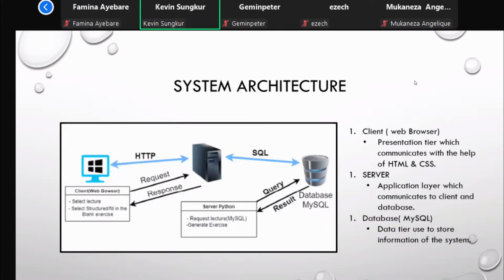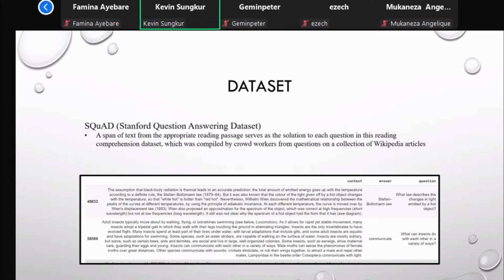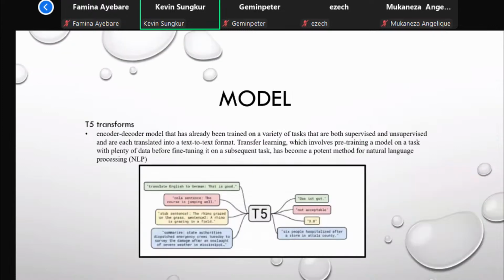In terms of system architecture, we have a client-server architecture. The client is going to use a web browser, and we send the request to the server. The database is MySQL. The data set that has been used is SQuAD, the Stanford Question Answering Data Set. It contains spans of text from reading passages which serve as the solution to each question in a reading comprehension data set, compiled by crowd workers from questions on a collection of Wikipedia articles. The model that was used is T5 Transformer, an encoder-decoder model already trained on a variety of supervised and unsupervised tasks, translated into a text-to-text format.